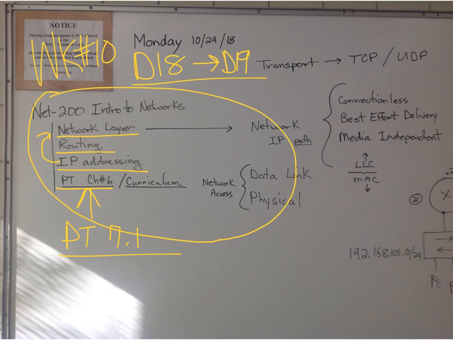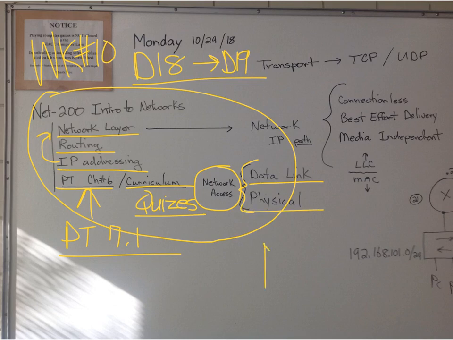And students should be working on curriculum and doing the quizzes on a regular basis. We covered network access, data link, and the physical layer. How do we get access in from all of our end devices?